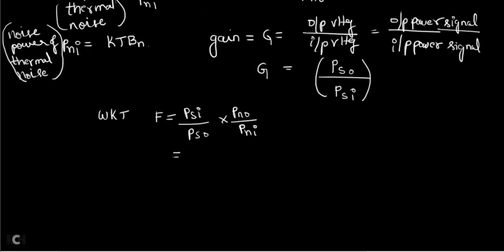So can I write this PSI by PSO as 1 divided by G, into PNO divided by PNI? So noise factor F can be written as 1 divided by G. How did I write 1 divided by G? G is PSO by PSI, so PSI divided by PSO will be the reciprocal of gain G, the reverse of this. So 1 divided by G into PNO by PNI.